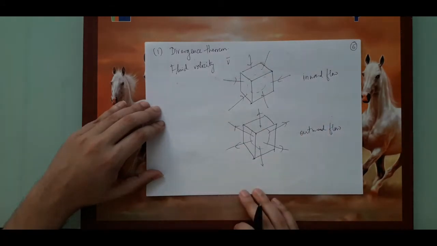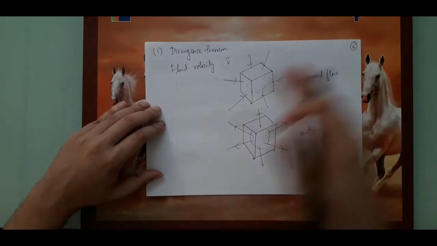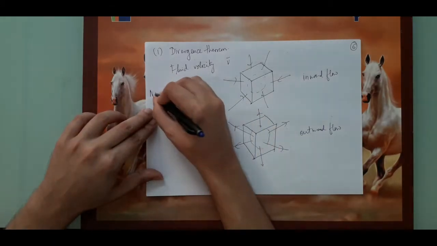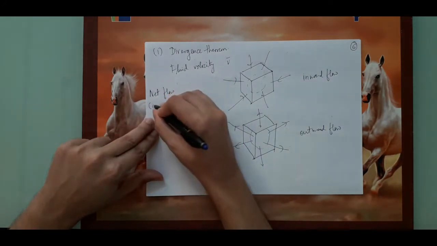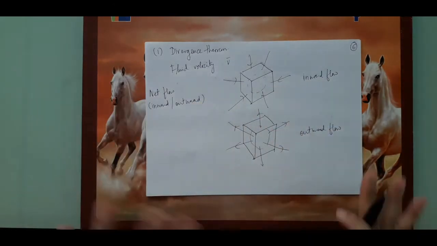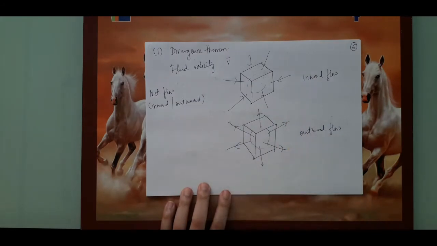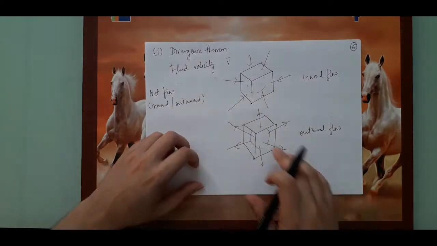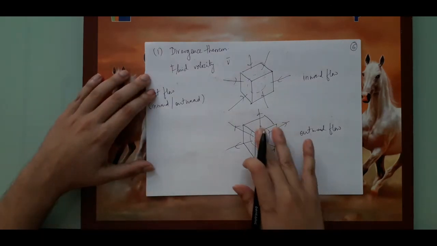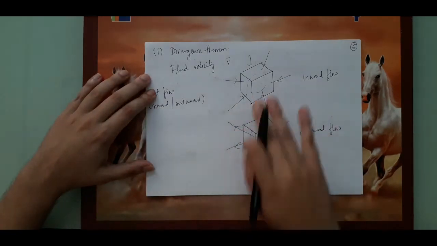So how can I define what is the net flow, which can be inward or outward? Now when I am talking of flow, I have to look at only the surface. I will not care about what is inside the surface. I will just have to see how much of the fluid is coming out or entering the surface. So therefore, I have to take the velocity vector and integrate it over the area.